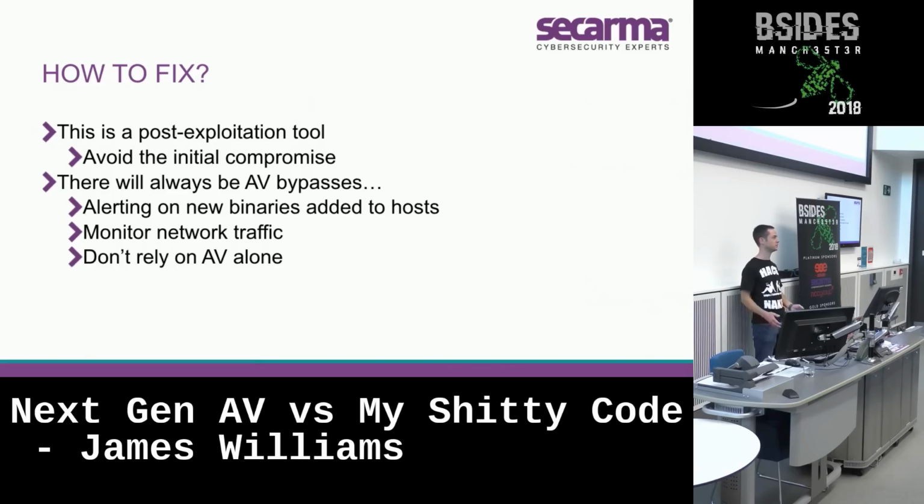AV is brilliant for stopping stuff like crypto locker or known malware samples. But there will always be patient zero. You always have to have somebody who got wrecked by something before there's signatures for it. So do your defense in depth.